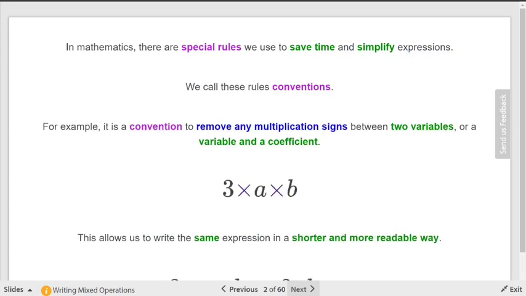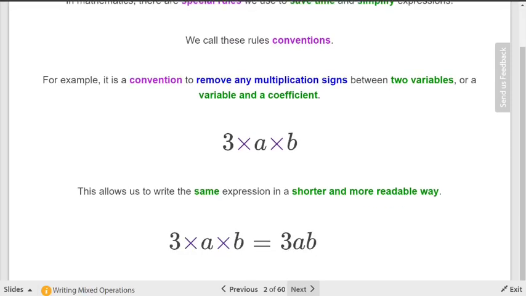For example, if you have 3 times A times B, instead of saying 3 times A times B, what would you say? 3AB. 3AB, right? Remember, though, that the only operation that works on is multiplication. It's the only operation that requires no symbol at all. So just 3AB.